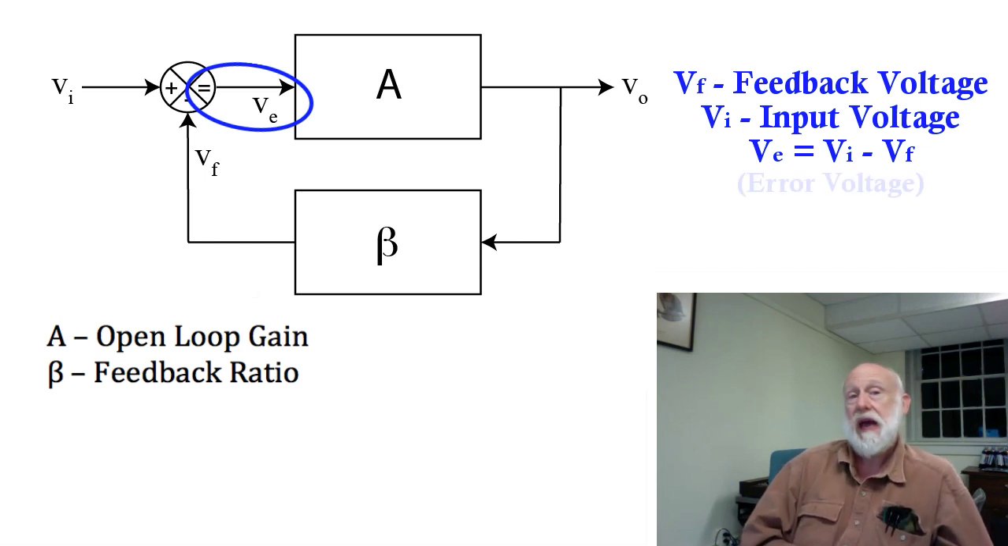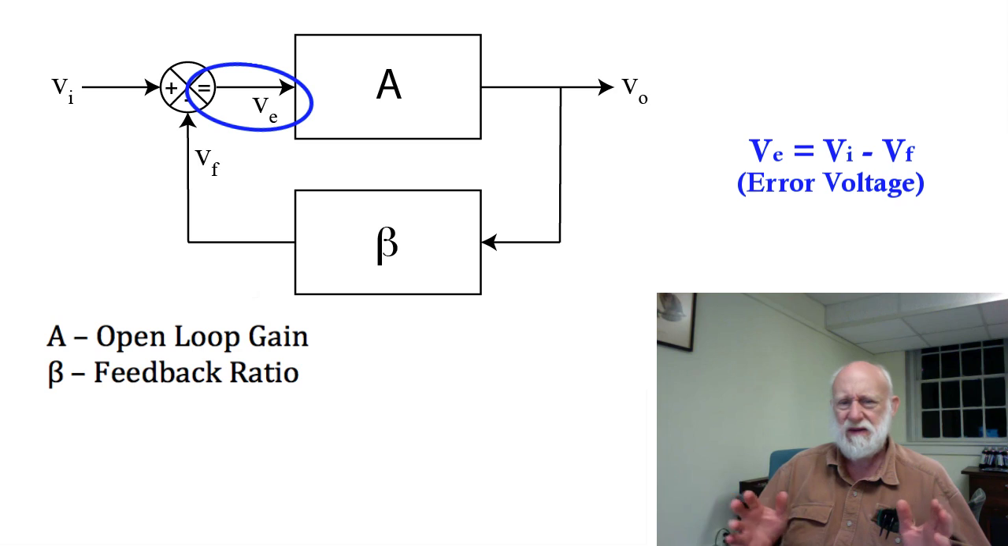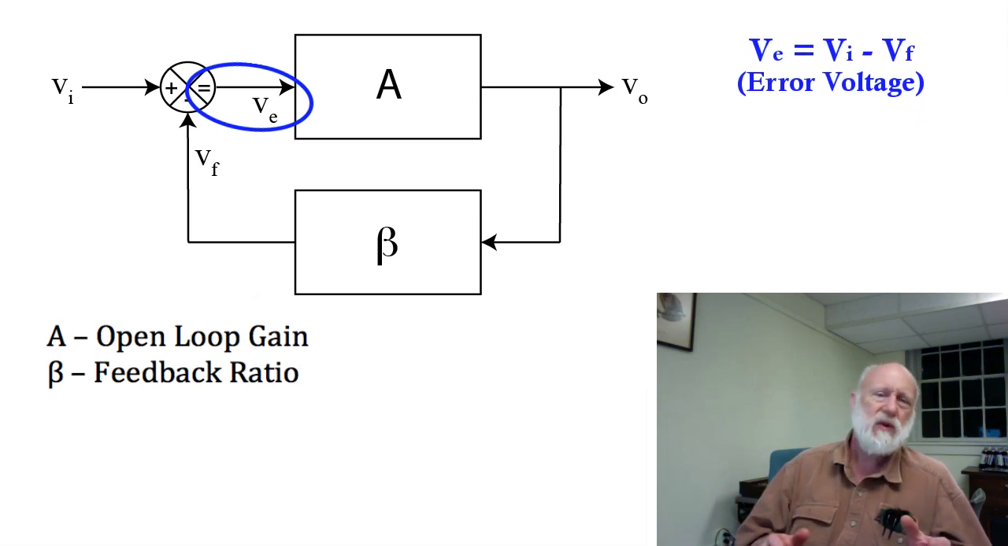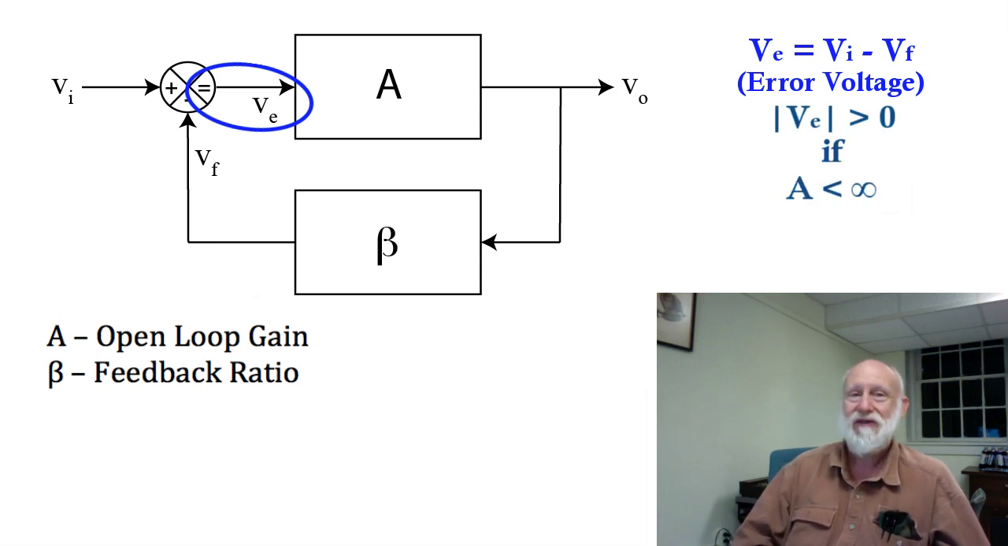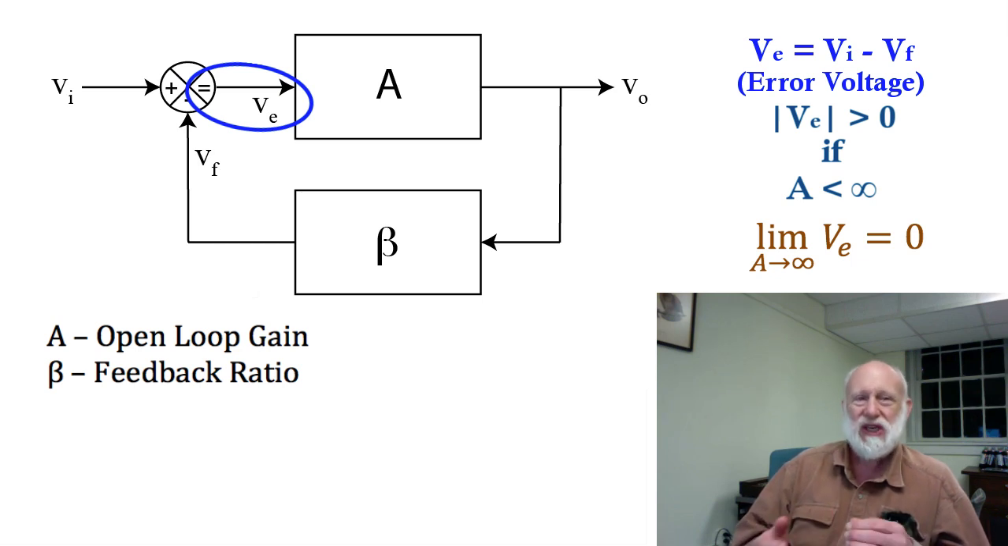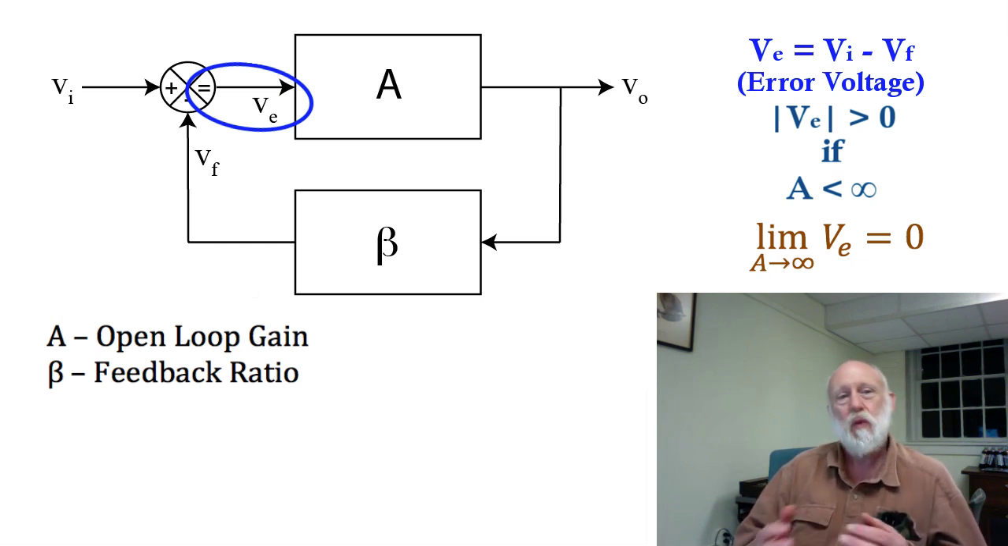V sub E is called the error voltage. Now, this perhaps is a little bit of a misnomer because it's not an error in the sense that there's something wrong with this. This is simply the voltage that you get there if A is not infinite. As A approaches infinity, V sub E approaches zero. And so in some form or fashion, V sub E is related to how far away from infinity A really is, in other words, how poor your gain is. The smaller your gain, the bigger V sub E is going to be.